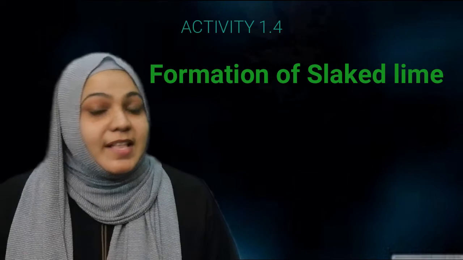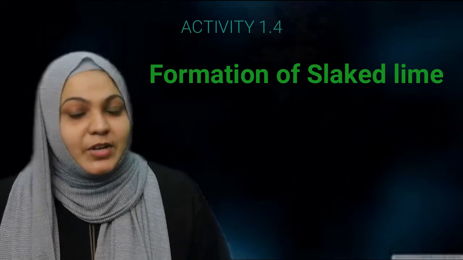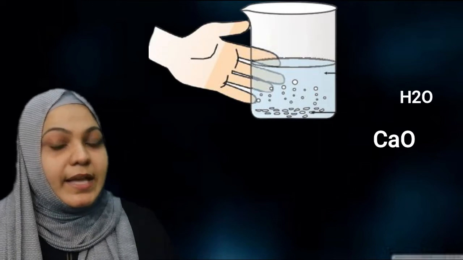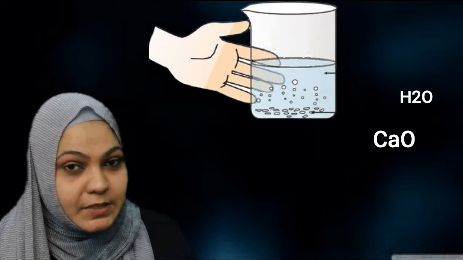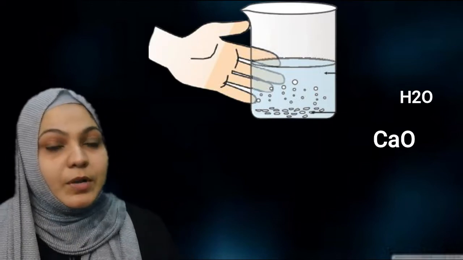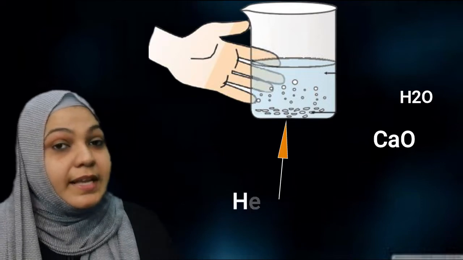Let's see the third example. Now we are going to discuss activity 1.4. This activity is very important. You have to learn this activity very thoroughly. You can expect a lot of questions from this activity. So now we can start with our activity. Take a small amount of calcium oxide in the beaker. Slowly add water to this. You can see calcium hydroxide is formed. When you touch the bottom of the beaker, you can feel heat.